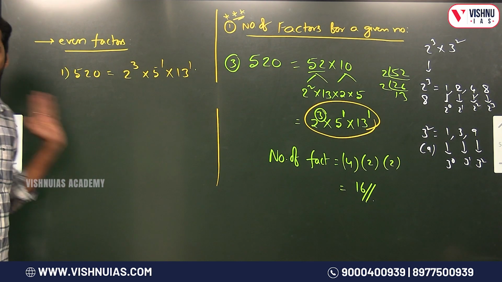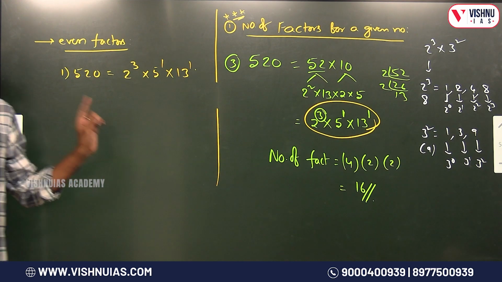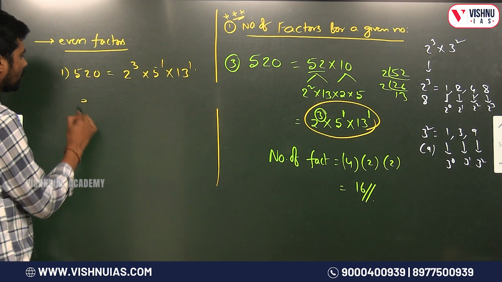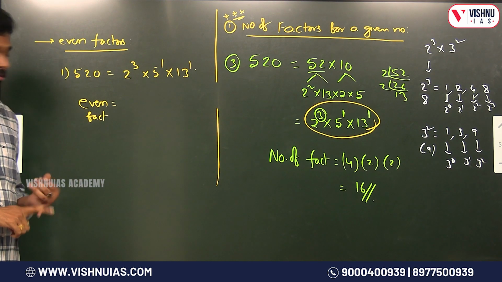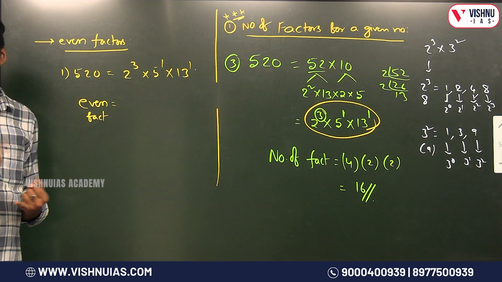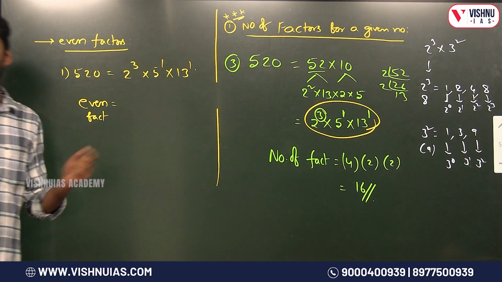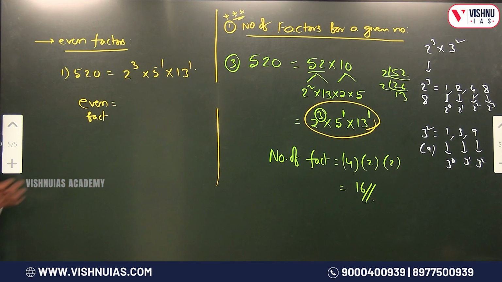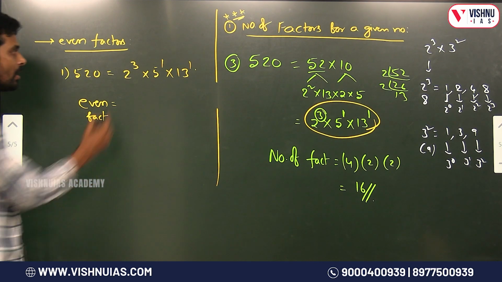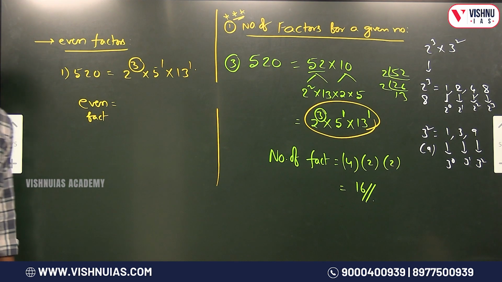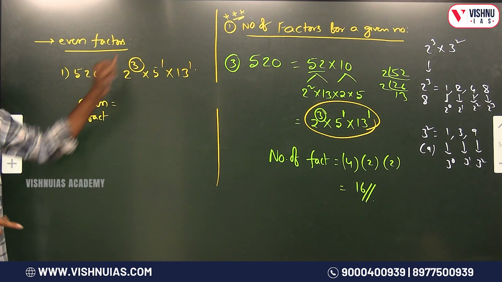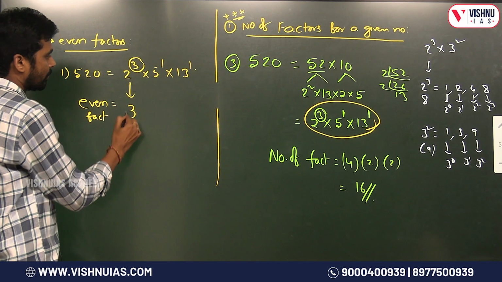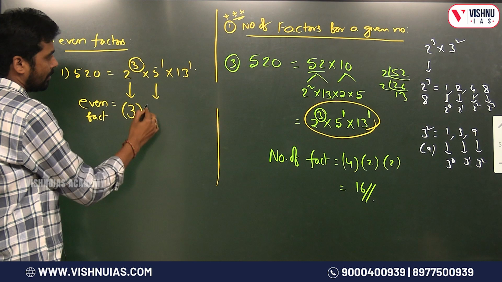To find the number of factors, we add plus 1 to each power. But when you are finding the even factors, you take the power of 2 directly, because an even number into any number is an even number. So that's why we don't consider 1 there, meaning the 2 power 0 value is not considered. Without adding anything, you take the power of 2 directly. What is the power of 2 here? 3. And for the rest of the numbers, you add plus 1.